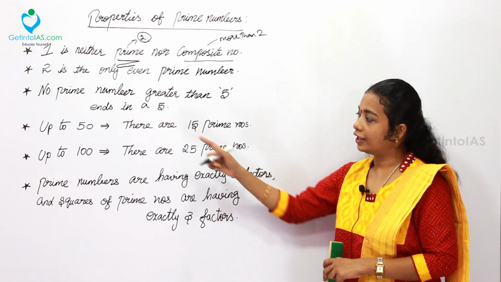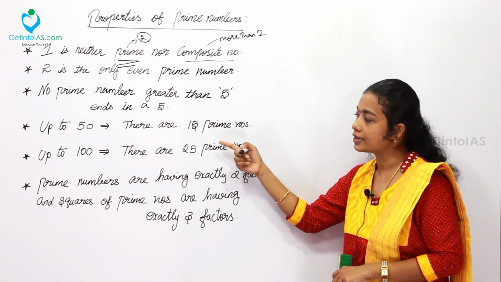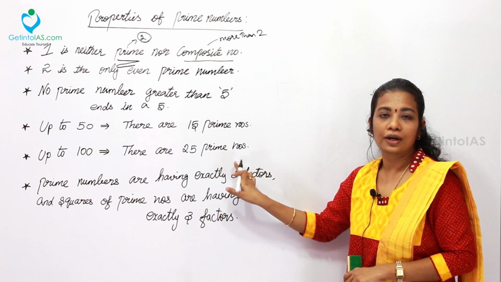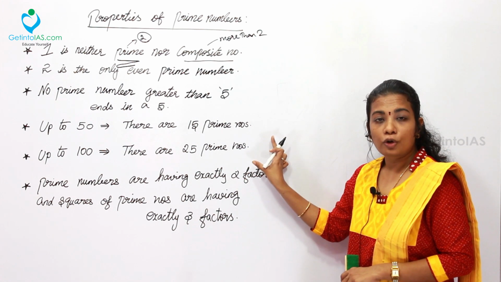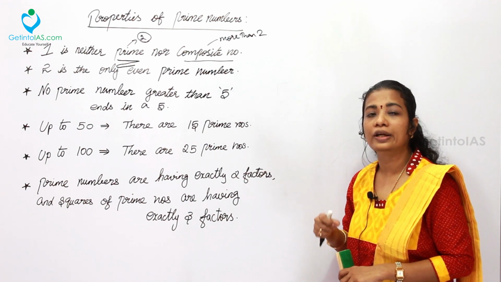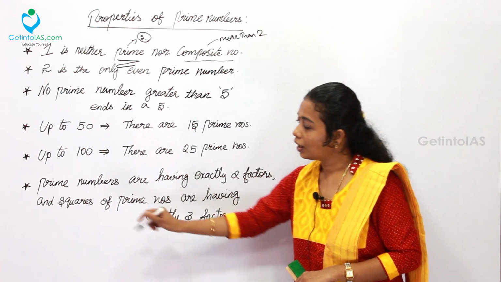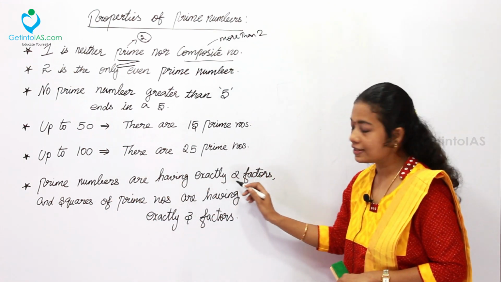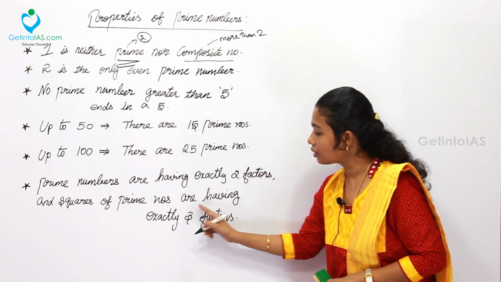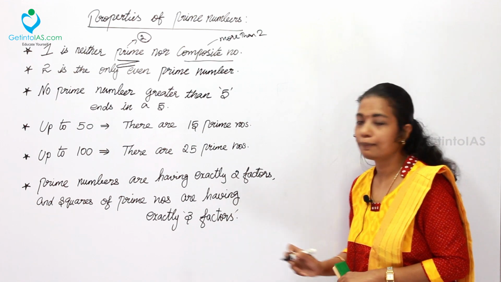The next property: up to 50, there are 15 prime numbers. Then the next property: up to 100, there are 25 prime numbers. These two properties are very important for counting the numbers whenever you are gathering the prime numbers from 1 to 100. The last one is, prime numbers have exactly 2 factors and squares of prime numbers have exactly 3 factors. This is a very important concept.